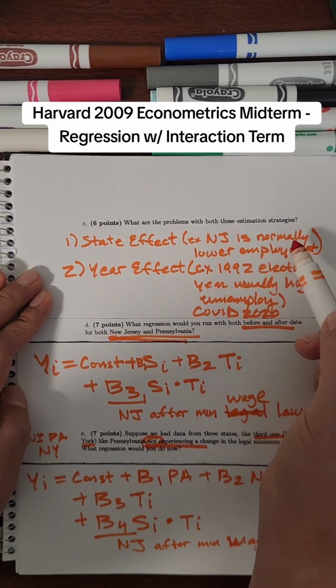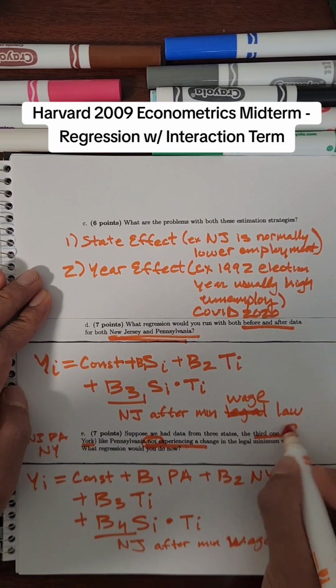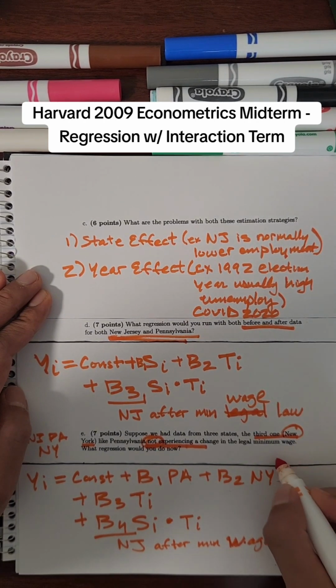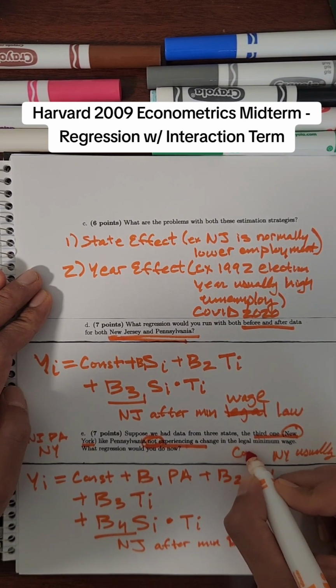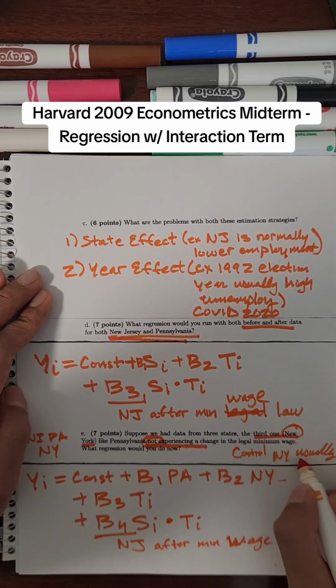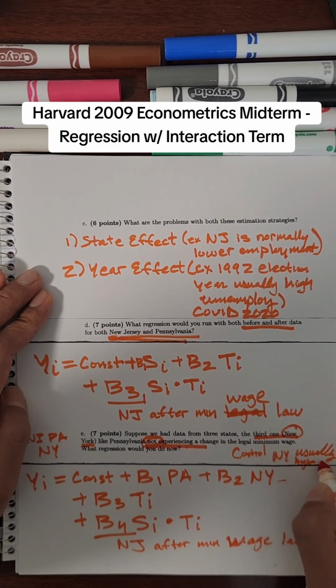Before we were saying New Jersey is normally lower. Now you're adding something like New York. Maybe New York is usually higher because you have New York City, Manhattan, and you have to have employment if you're going to survive in Manhattan. So a key part here is controlling for that additional state, because it usually has higher employment, for example. And that is our regression with interaction midterm question.